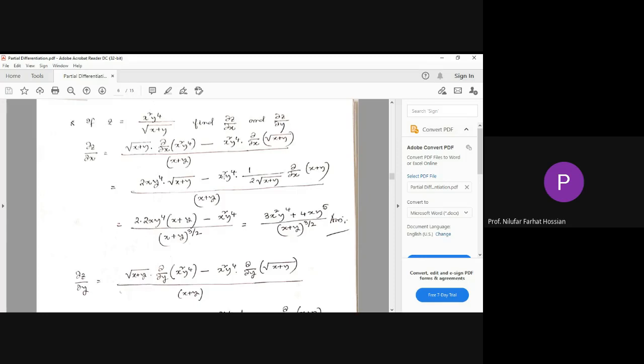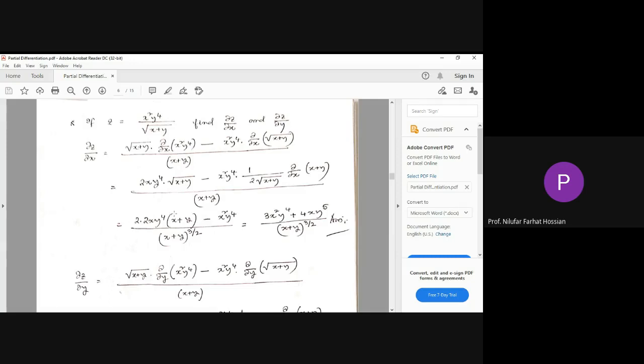Now, in the next step, what we have done, we have taken the LCM. This gives you only 1. So the LCM is root over x plus y. So in the next term, it will be x plus y into root over x plus y. That means x plus y whole to the power 3 by 2. And you have to multiply this into this, so there is a 2 here, so 2 into 2xy to the power 4 into root over x plus y into root over x plus y, so ultimately x plus y, and here there will be only x square y to the power 4.